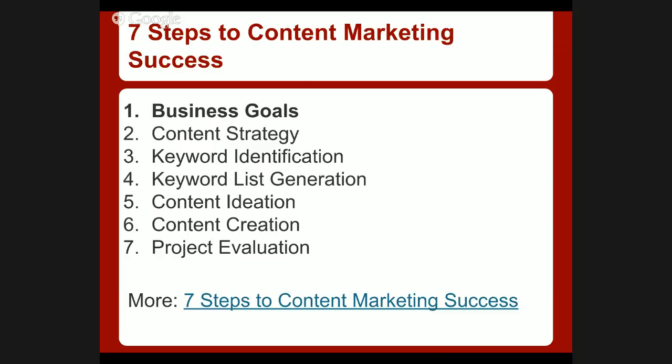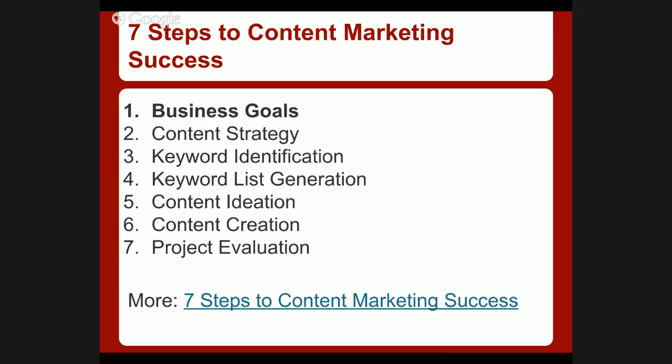Fifth, you're going to look at content ideation. So you take that list and you begin to come up with some ideas for content that you would like to create. Number 6, you actually create that content. At this point, you've got a list of business goals, strategies, and identified keywords, and some ideas for content. Now you can get started creating that content.